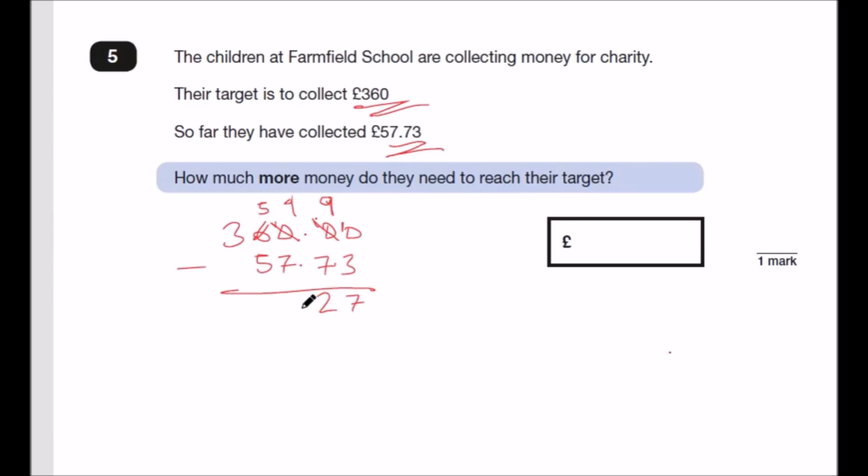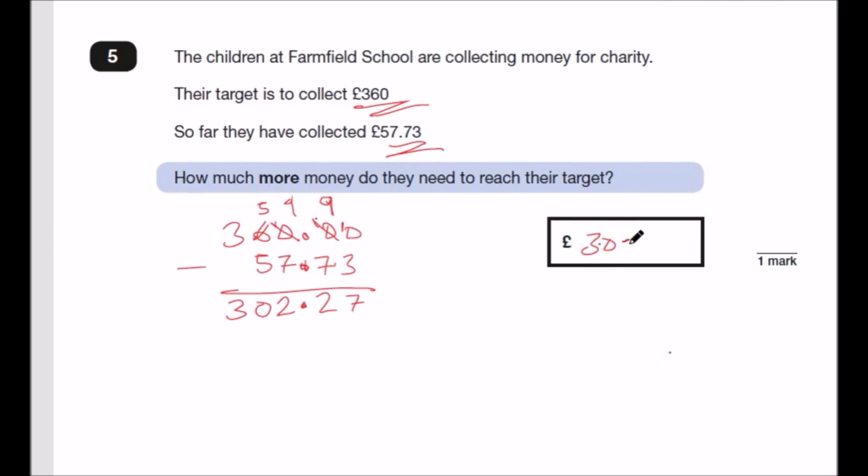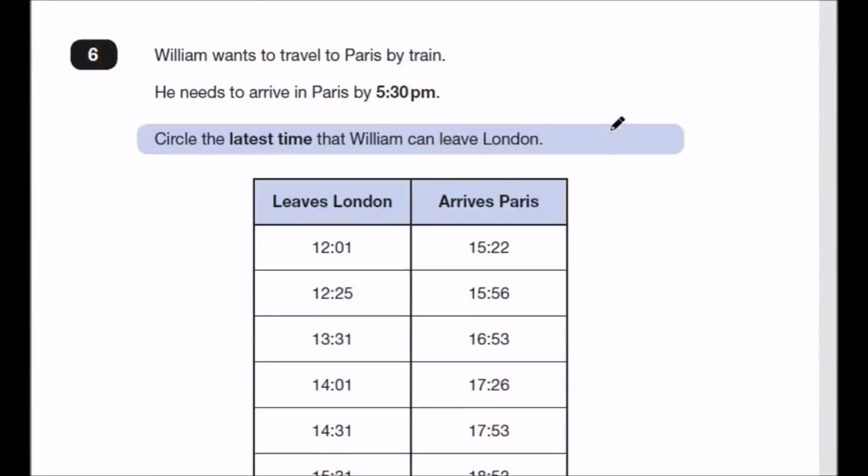Line up your decimal points, always line them up. 9 take away 7 is 2 again. 5 take away 5 is nothing, and we just drop the 3 down. So your answer is, the kids need £302.27. Nice.